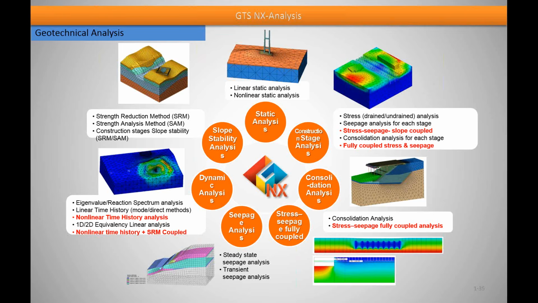Now there is an option, nonlinear time history plus SRM. Just to discuss in detail, this is basically an analysis case. Let's suppose there is an earthquake. What it will do is perform the nonlinear time history analysis and at the same time evaluate the factor of safety using the SRM method, and thus you can check whether an earthquake of a certain magnitude is capable of bringing slope failure for a particular slope or not. So such kind of advanced analysis could be done with GTS NX.